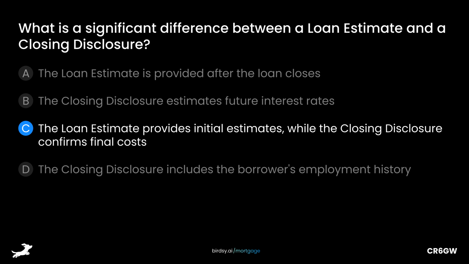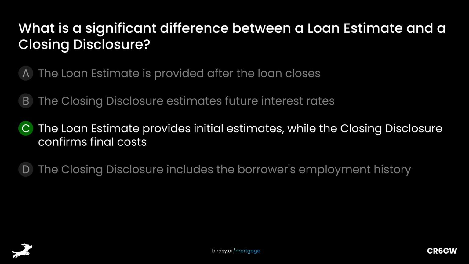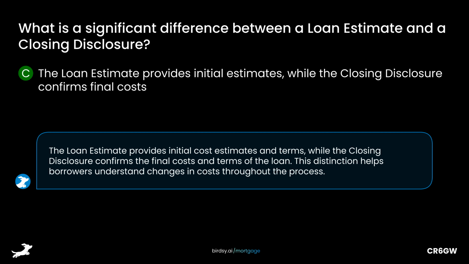C. The loan estimate provides initial estimates while the closing disclosure confirms final costs? Or D. The closing disclosure includes the borrower's employment history? The answer is C. The loan estimate provides initial estimates while the closing disclosure confirms final costs. The loan estimate provides initial cost estimates and terms, while the closing disclosure confirms the final costs and terms of the loan. This distinction helps borrowers understand changes in costs throughout the process.